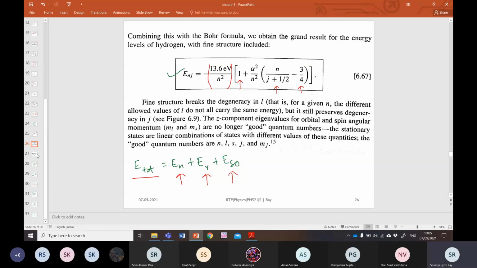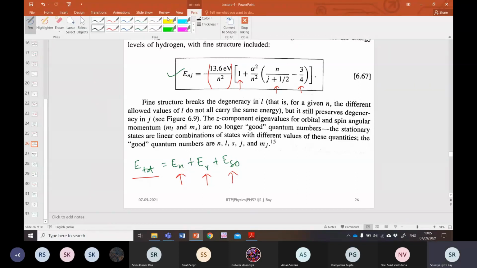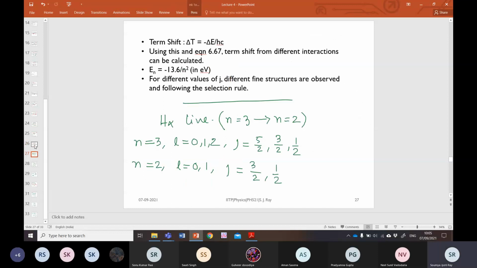Okay, we have ended up with this expression: E_nj equals minus 13.6 divided by n squared, and within the bracket we have 1 plus alpha squared by n squared, again within the bracket n divided by j plus half minus 3 by 4. That is equation number 6.67, what we have got until yesterday. So now today we will discuss the consequences of this.